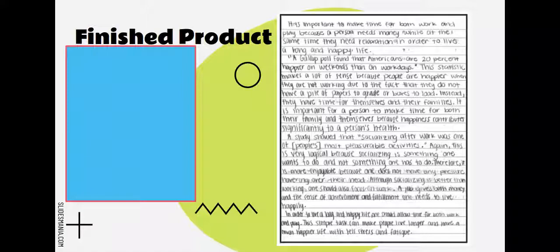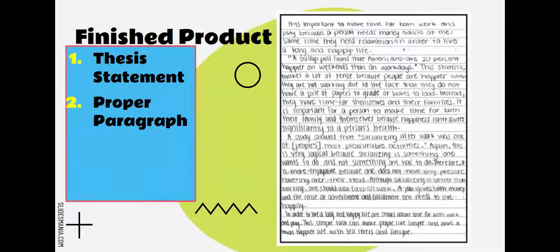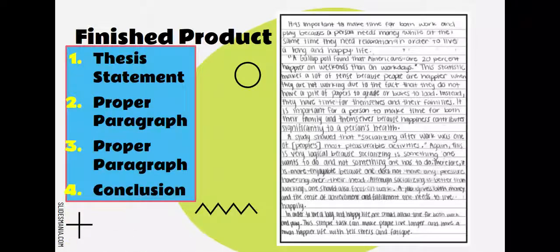Here's what a finished essay looks like. This essay scored a 3 on last year's STAAR test, and it has all the 4 parts. It has a thesis statement. It has 2 proper paragraphs, and it has a conclusion. And if you'll notice, the writer of this essay indented before each part of their essay. Every time they started a new paragraph, they had an indentation. And that's what you need to do in yours too.